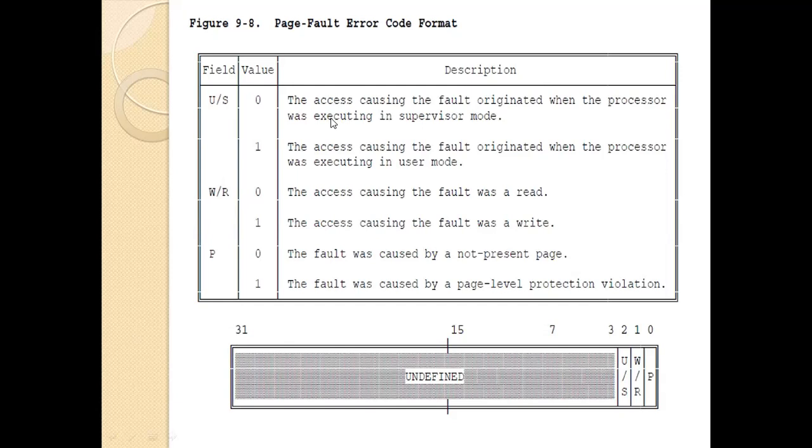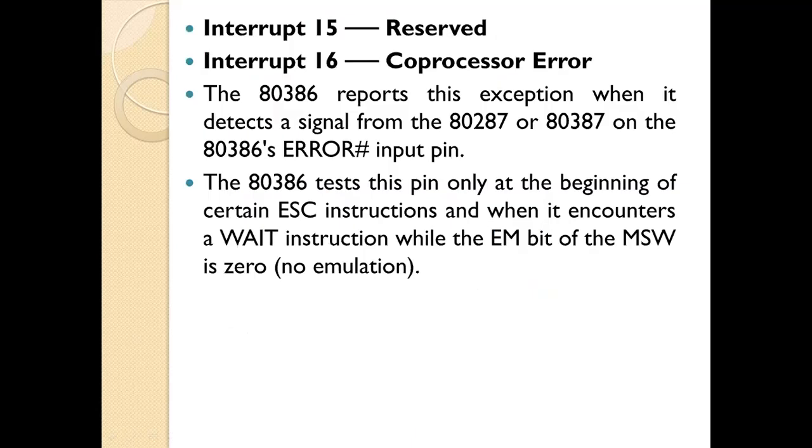When the P bit value is 0, the fault was caused by a non-present page. When the P bit value is 1, the fault was caused by a page level protection violation. Interrupt 15 is reserved, and interrupt 16 is a coprocessor error. The 80386 reports this exception when it detects a signal from the 80287 or 387 on the 386 ERROR pin. The 386 tests this pin only at the beginning of certain escape instructions and when it encounters a WAIT instruction while the EM bit of the MSW is 0.